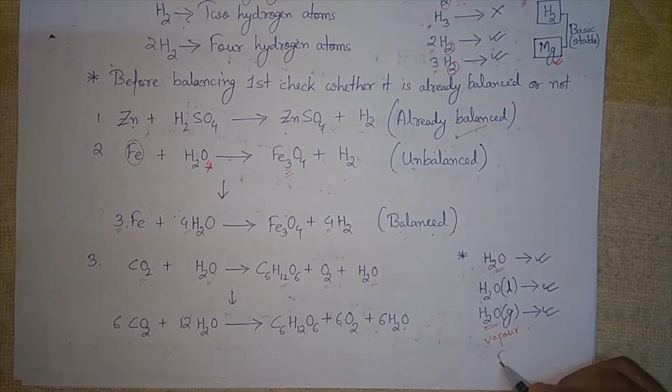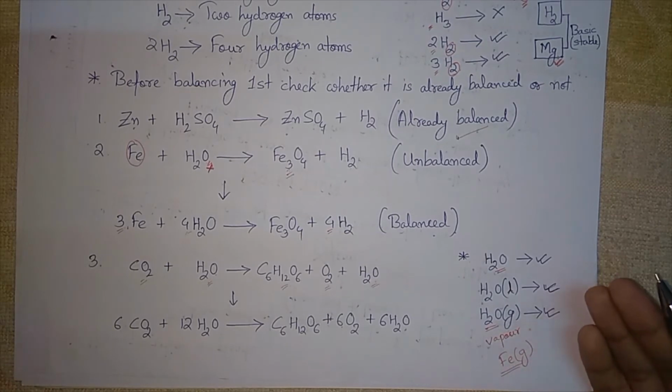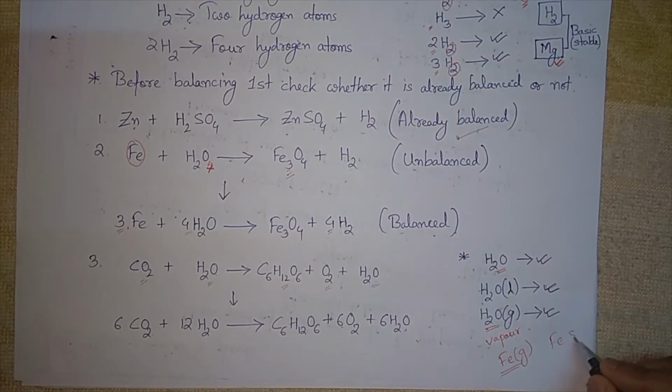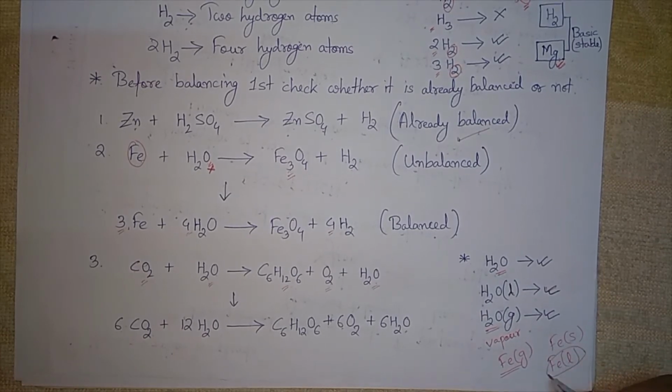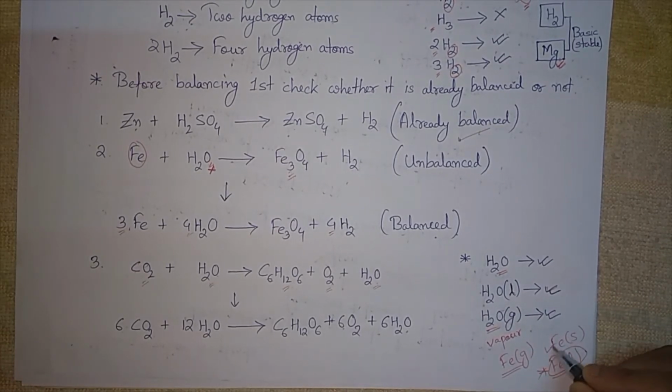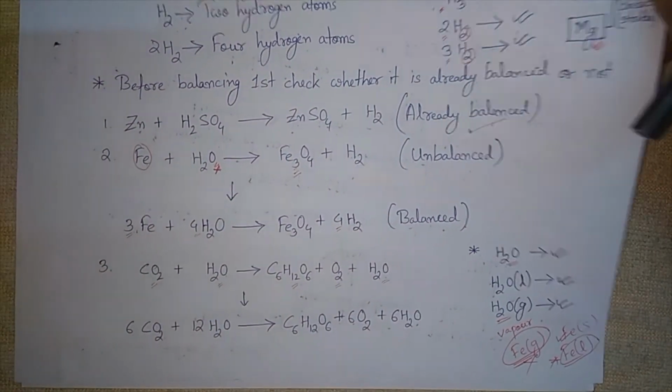But you cannot put Fe as G because iron can never be a gas. It is either solid or, at high temperature, it may be liquid. At high temperature it is very rare, but it is impossible to be a gas. So we should proceed.